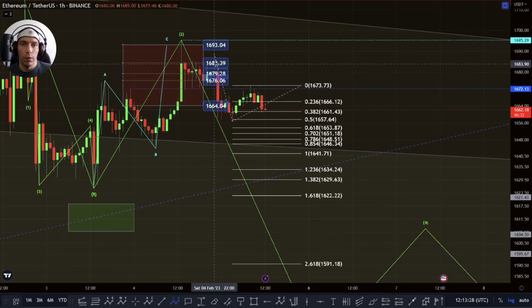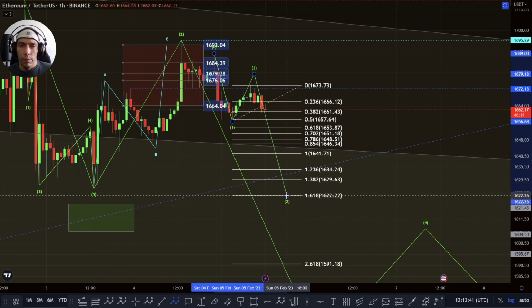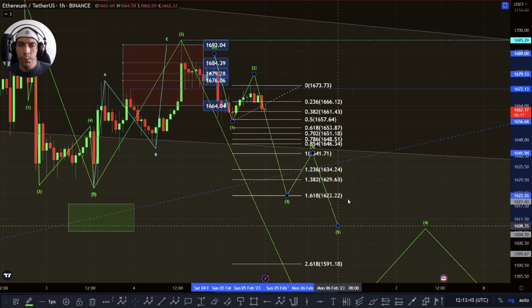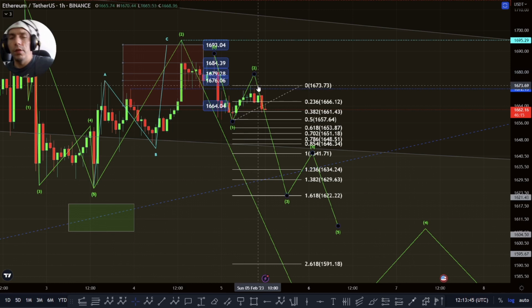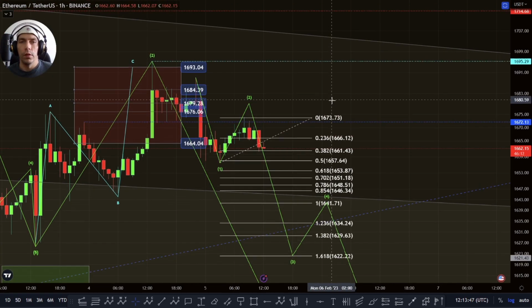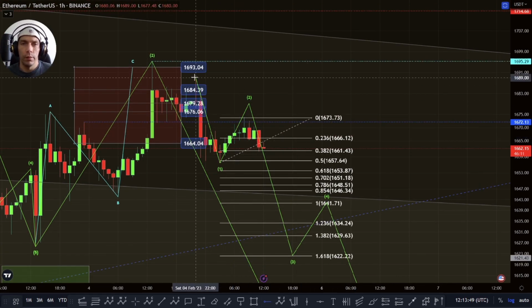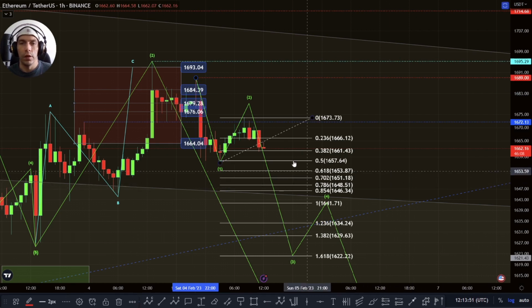If we do move down past that zone, what we can say is that, depending how we want to look at this, we've had 1 2 3 4 5 into there. I'm going to just leave this like this for now. So we could potentially still be looking at a 5-wave move to the downside here, though this would actually get invalidated by moving past the 1689.